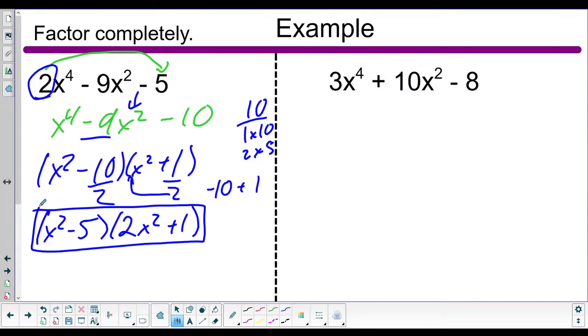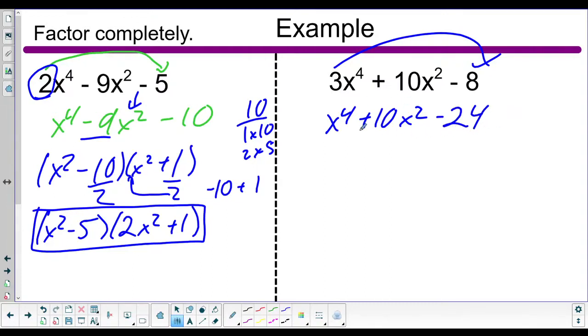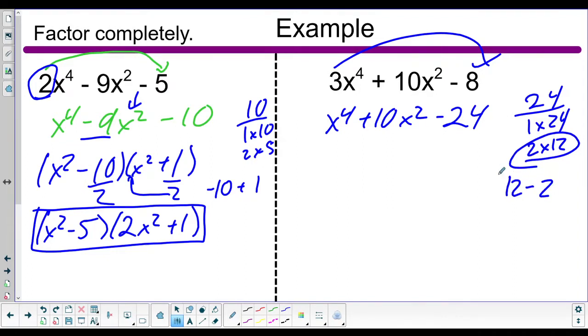Let's do another one just so we don't forget how to do complex. Check for your GCF. 3 does not go into 10 or 8. So multiply the leading coefficient to the last one: x to the 4th plus 10x squared minus 24. Factor 24 so we can make a 10. So we have 24 is 1 times 24, 2 times 12, whoops, not times 10, times 12. And then we could keep going, but this is what we want right there. That's the money. So we're going to do 12 minus 2 to get positive 10. And 12 times negative 2 is going to give us the negative 24.